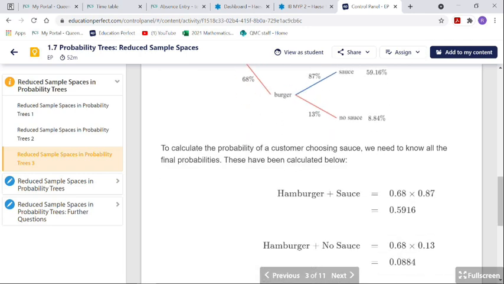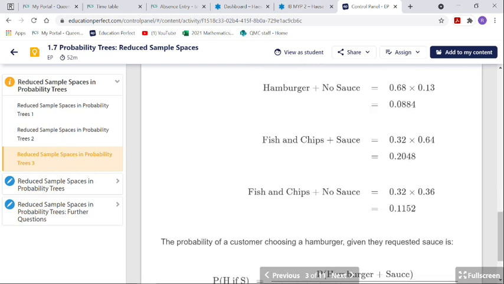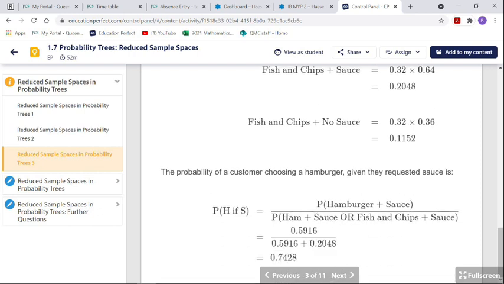Then a hamburger and sauce is one of our possibilities, right? One of those possibilities, and there's the probability for that. A hamburger with no sauce, there's its probability. Fish and chips with sauce, fish and chips no sauce. You don't have to do all of them. You can just concentrate on the ones you need, but they did the whole thing.